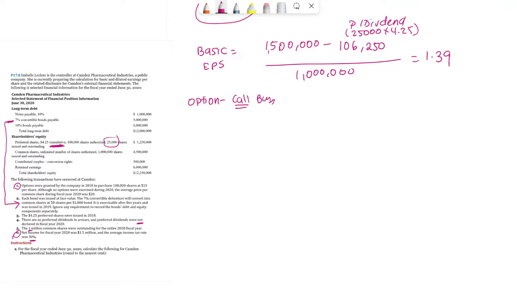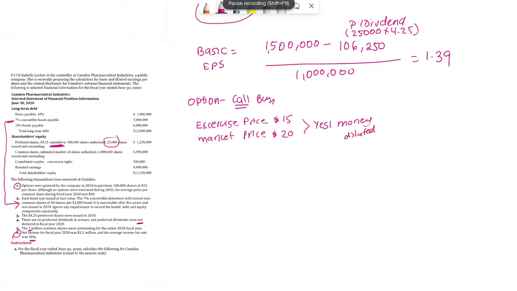Options were granted by the company in 2018 to purchase 1,000 shares at $15 per share. Although no option is exercised, the average price. So now we have two prices given. We have to look at the exercise price, and then we need to look at the market price. Our exercise price was 15 and market is 20. So are they in the money? Yes, they are in the money. If they are in the money, they will be dilutive.